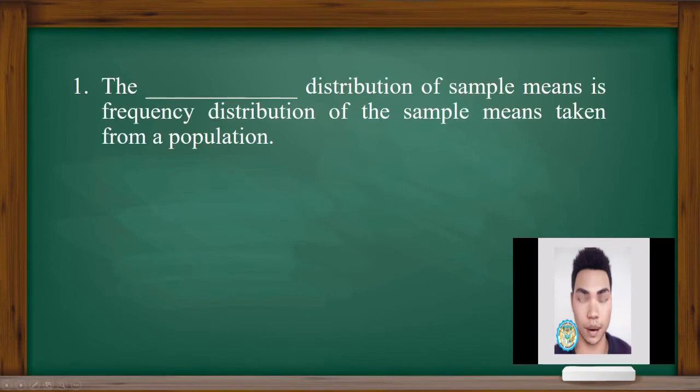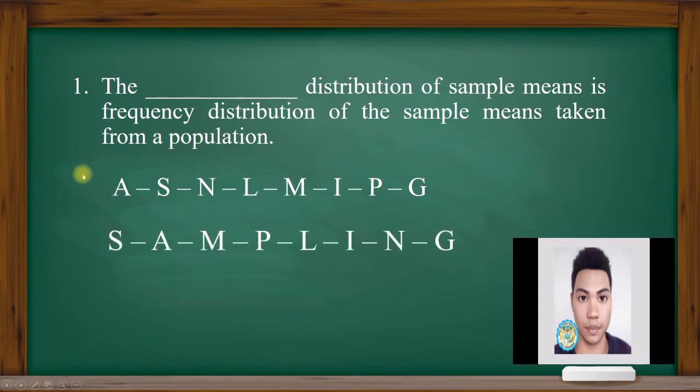Number 1. The blank distribution of sample means is a frequency distribution of the sample means taken from a population. So what do you think is the answer here? The blank distribution of sample means is a frequency distribution of the sample means taken from a population. So it is sampling.